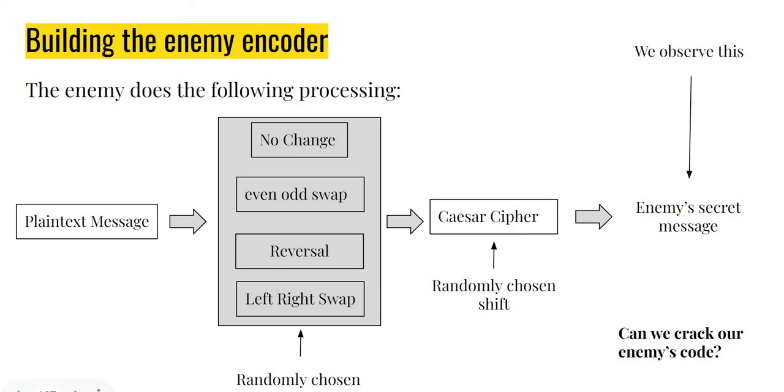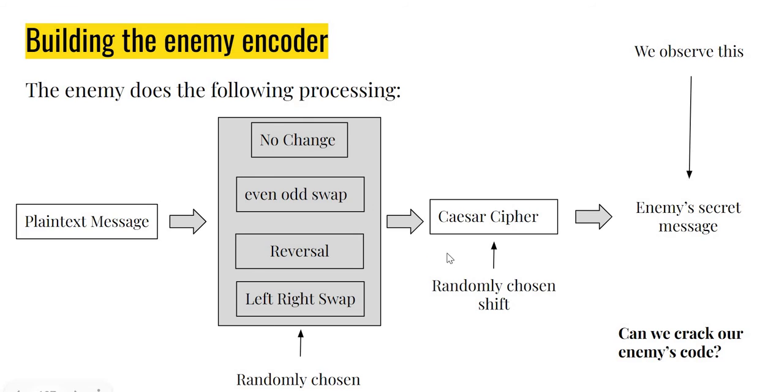The enemy takes a plain text message, which, like I said, is Python plus a secret code. Next, the enemy does one out of these four things. It's either no change, or an even-odd swap, or a reversal, or a left-right swap. However, we do not know what the enemy is doing, and the enemy is in fact choosing among these four randomly.